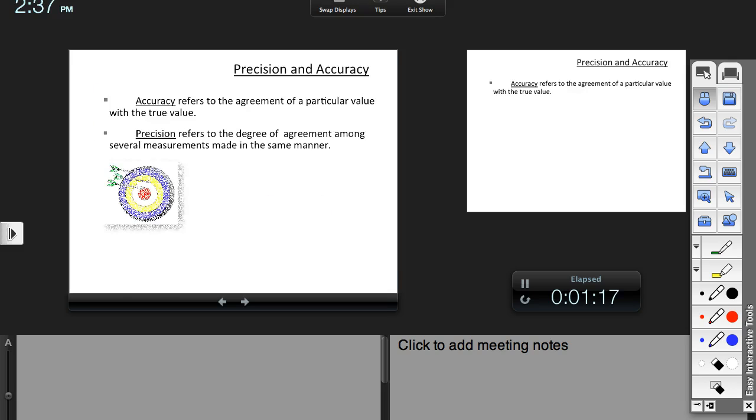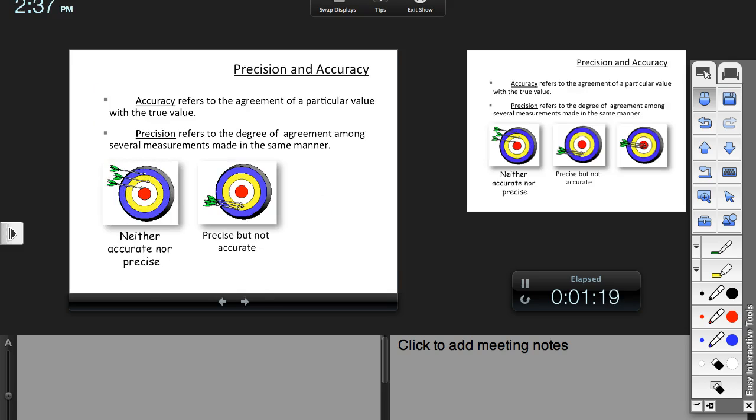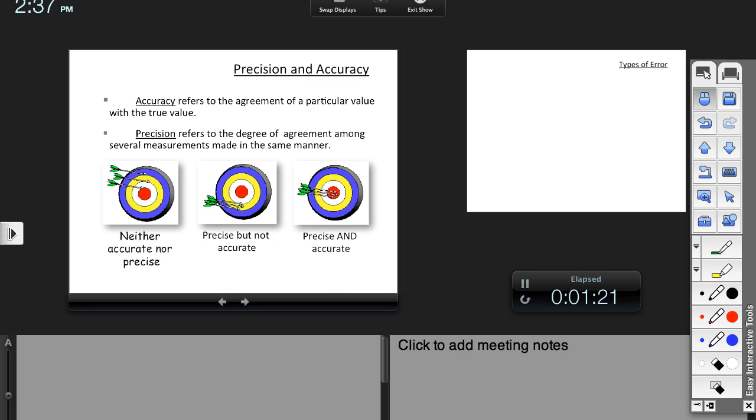I'm sure you've all seen this little analogy where you have these little arrows. This is in every science book ever. Accuracy is if your answer agrees with the accepted value. If you do the density of water and do the calculations, you should get 1 gram per centimeter cubed. That's the accepted value. So if you get 1, then you're accurate.